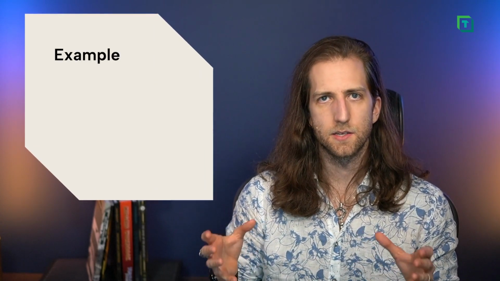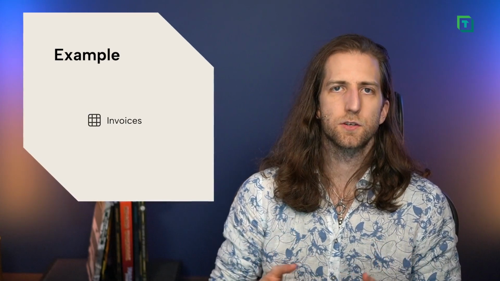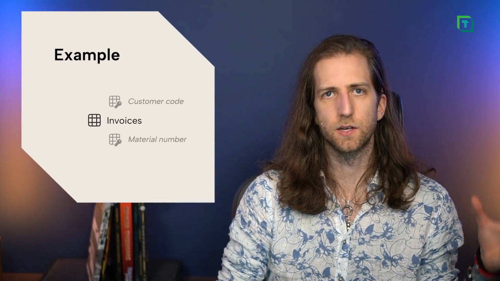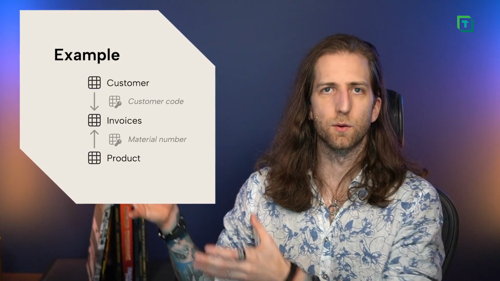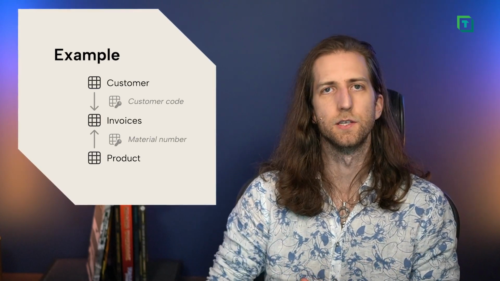In order to answer that question, you have to take this invoice information and you need to get meaning out of it. You can't just look at customer codes or material numbers. You need to bring in your customer attributes and relate it to the customer code, and bring in your product attributes to relate it to your product material number, for instance.